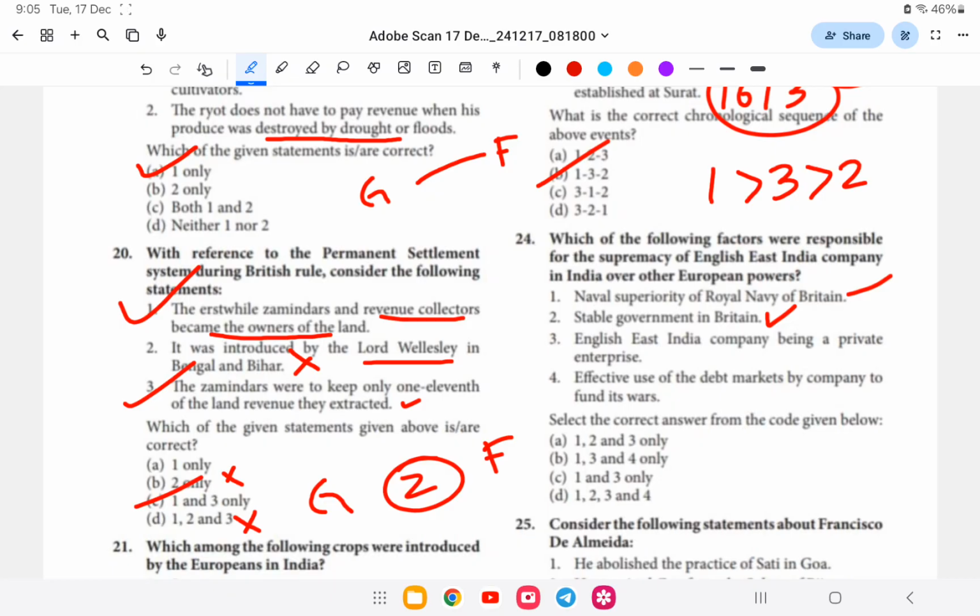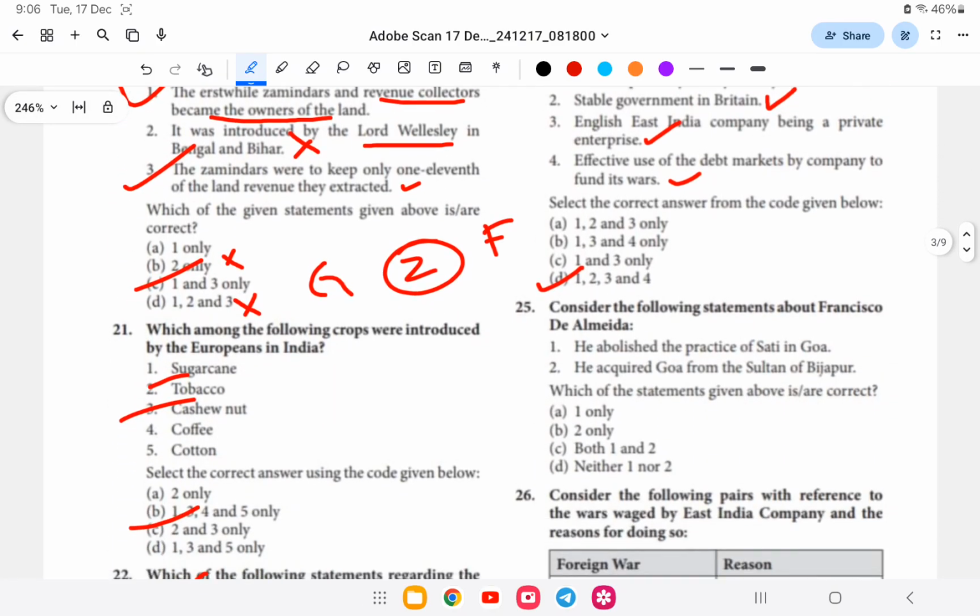Next, East India Company being a private enterprise. Private enterprises are usually very efficient in their work, whereas government under communism will be filled with corruption. So 3 is also correct. Effective use of the debt markets by the company to fund its wars. So wars could be funded by using the debt market. Keeping all this in mind, 1, 2, 3 and 4 seem to be correct. So the answer is option number D.